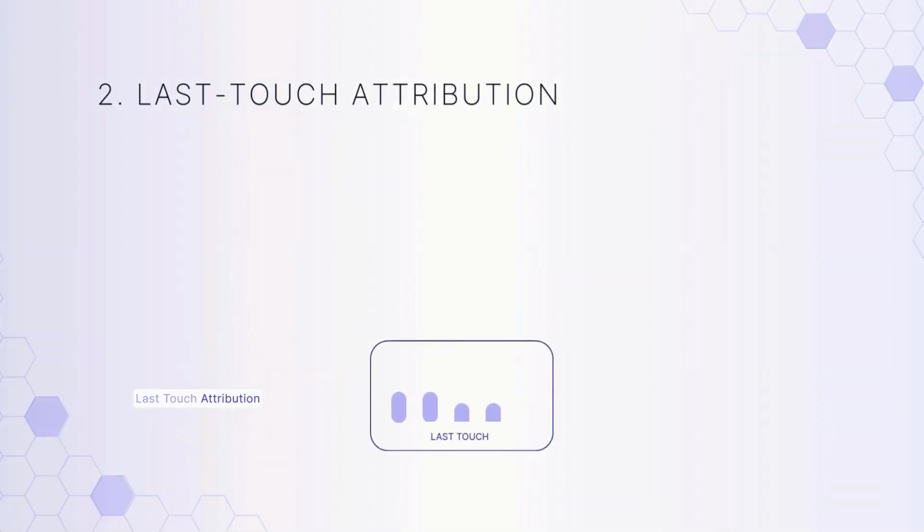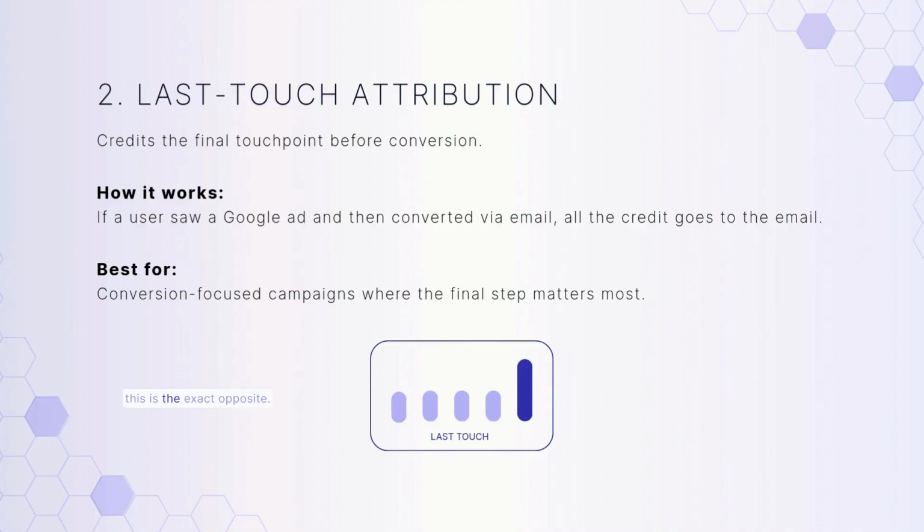Last touch attribution. This is the exact opposite. All the credit goes to the very last touchpoint before the conversion. So in that same example, Google ad, then email, then purchase, the email is the one that gets all the credit here. This one's good when you're focused on driving conversions and want to see what finally pushed someone to purchase, but still doesn't tell the full story.